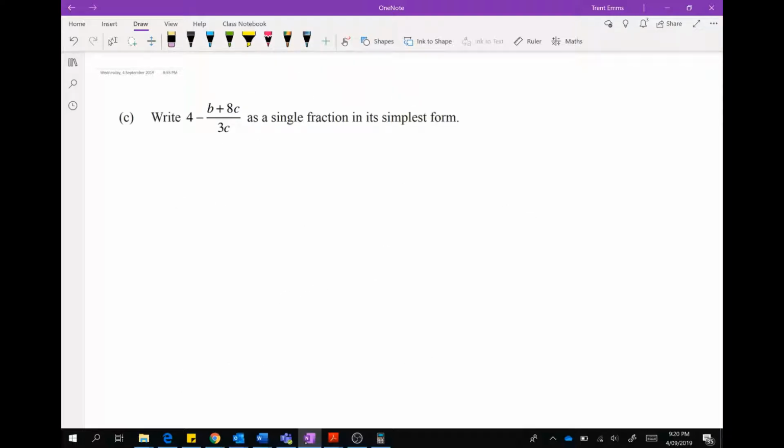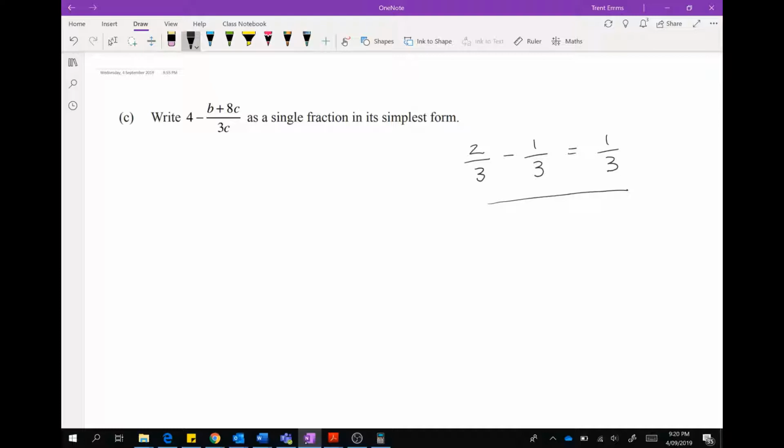Part C. Write 4 minus b plus 8c over 3c as a single fraction in its simplest form. So what we're looking at here is trying to subtract two fractions effectively. And if you forget how to do that, just go back to your basic number knowledge and that'll give you an idea. So for example, if we had 2/3 and we took away 1/3 from those 2/3, we would expect to have 1/3 remaining. As this makes logical sense to us, we can start to see what the rule is.